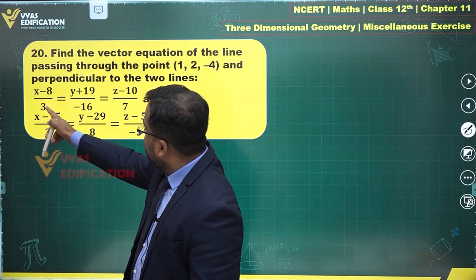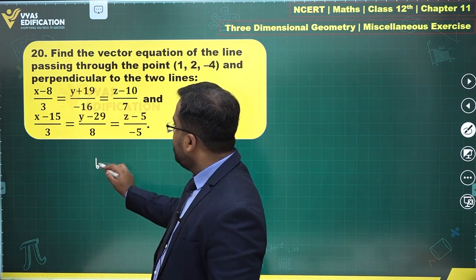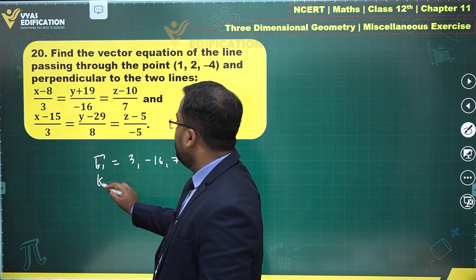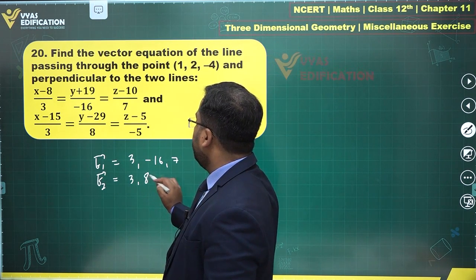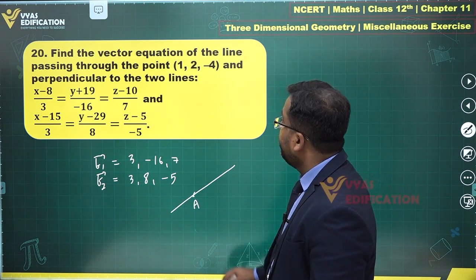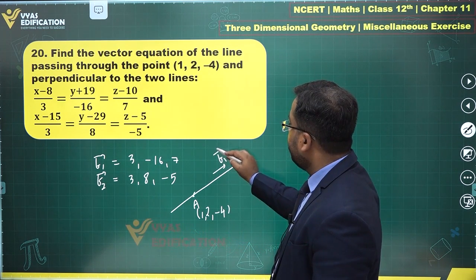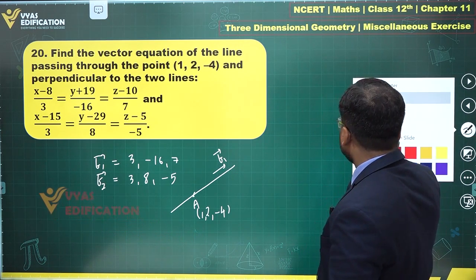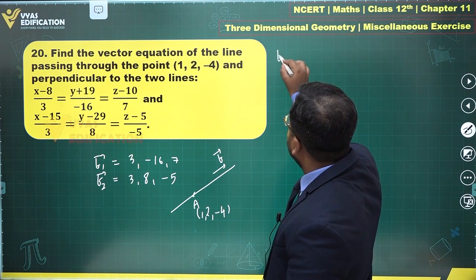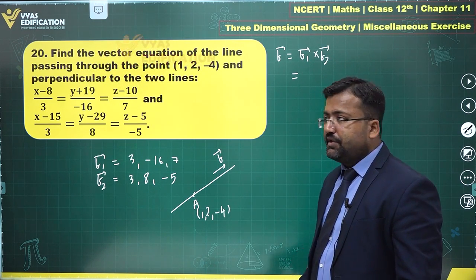So B1 vector is perpendicular to two lines. The x, y, z coefficients are 1. So B1 vector is 3, minus 16, 7. B2 vector will have 3, 8, minus 5. That's the first thing. The vector equation of the line passes through the particular point 1, 2, minus 4, and we need the B vector, not the B1 vector. The B vector will be obtained by taking the cross product of B1 and B2, since it is perpendicular to both of these lines.